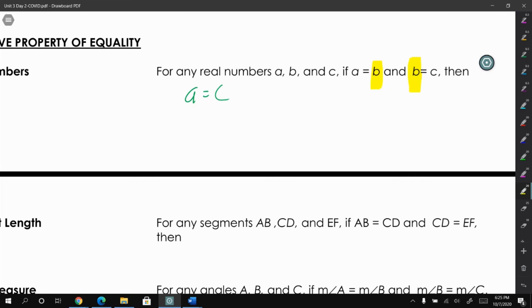If I have a brother and I have a sister. Actually, I have two brothers and one sister. So if Andy is my brother and Andy is also Matt's brother, then me and Matt are brothers. We can just take out the middleman. We can take out the middleman Andy, because I'm Andy's brother and Matt is Andy's brother. Well, then I'm Matt's brother too. So the transitive property is pretty much taking out that middleman.